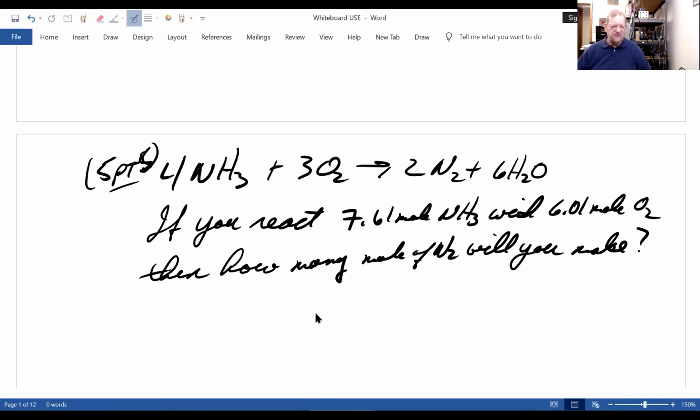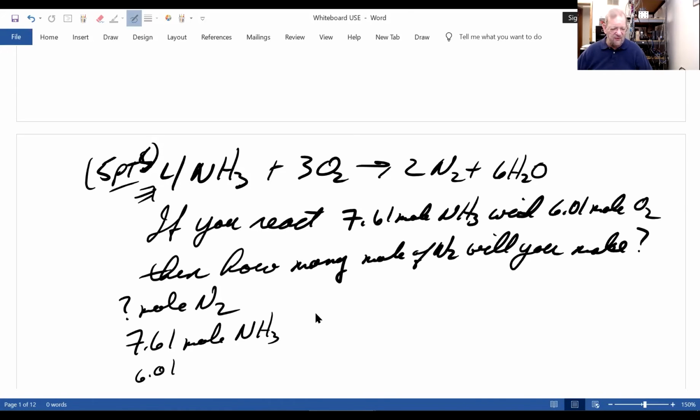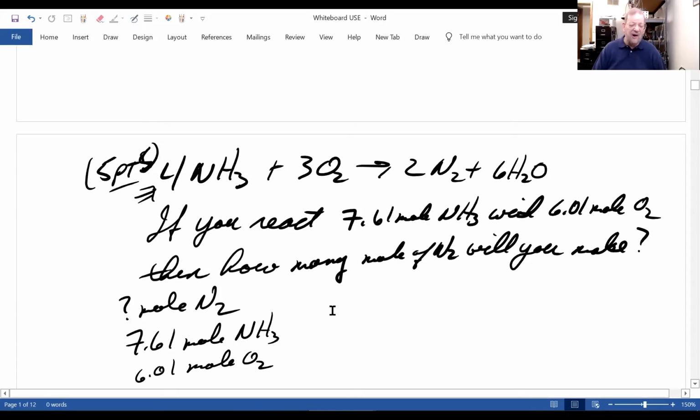All right, 5 points. Here's a balanced chemical equation. If you react 7.61 moles of ammonia with 6.01 moles of oxygen, then how many moles of nitrogen will you make? So what are we being asked to find? Moles of nitrogen. What are we given? 7.61 moles of ammonia and 6.01 moles of oxygen.